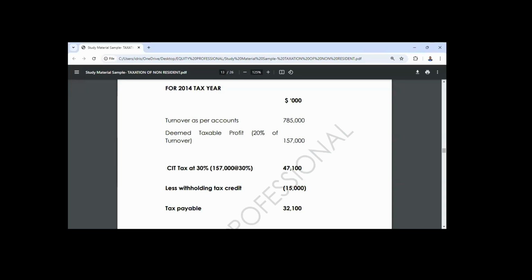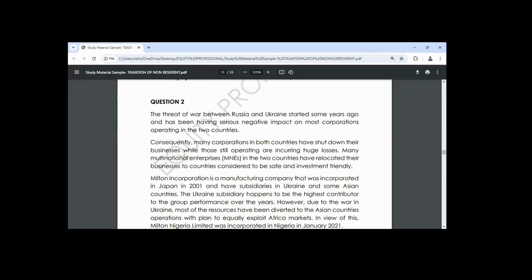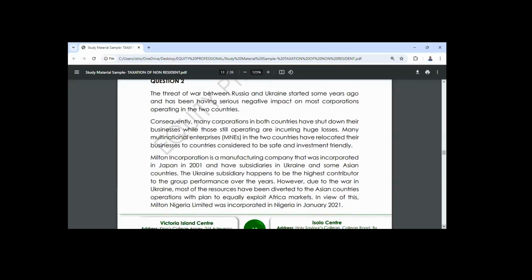So let's look at the second question. The second question is the major question, and it is one of the compulsory questions. When I set this question as the number one question, I have tested it more than 3 or 4 times. This second question is the major question on taxation of non-residents. So somebody should help us read this second question. Anybody can help us read?